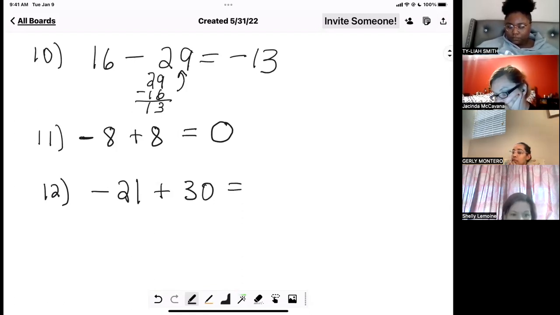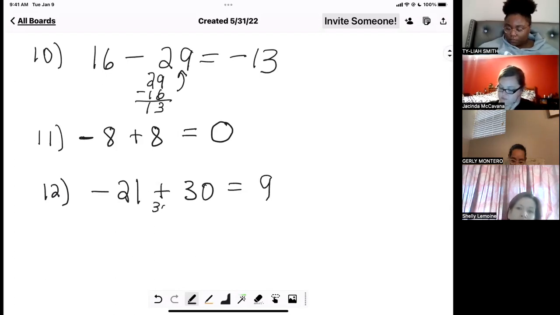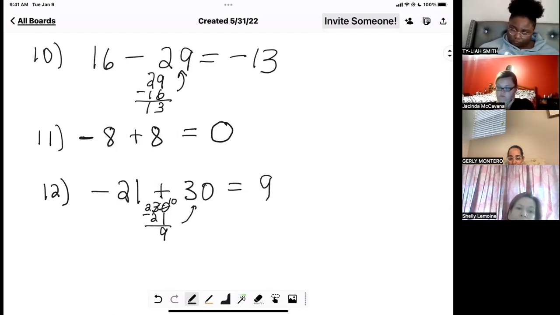-21 plus 30. And the answer should be 9. So they're opposite signs, so I do 30 minus 21. I get 9, but 30 is a bigger number and it's positive, so it's positive 9.